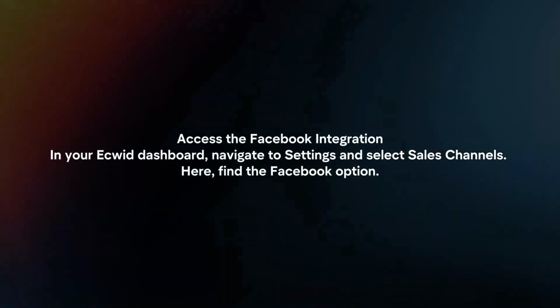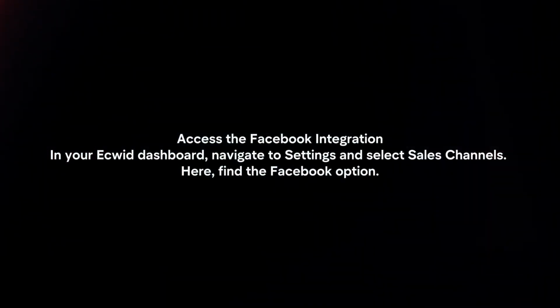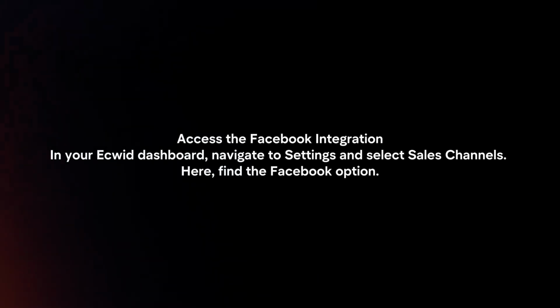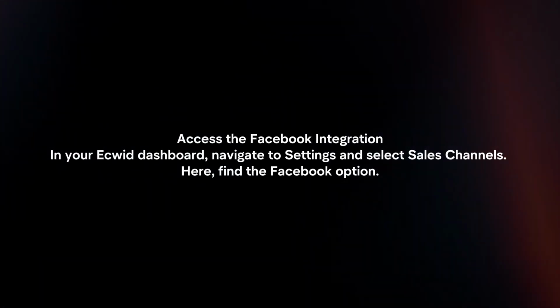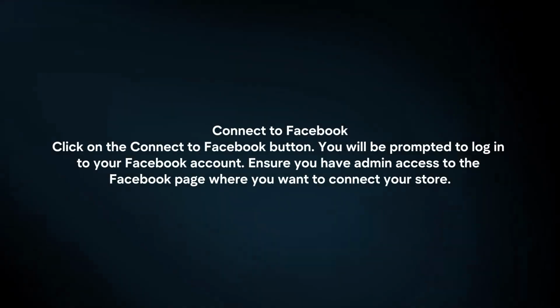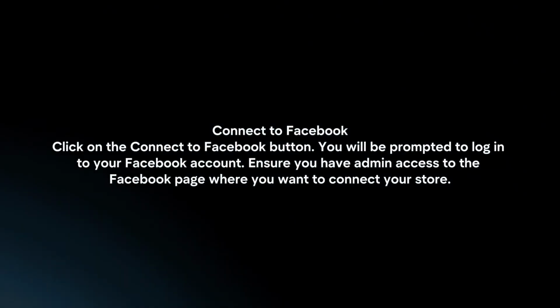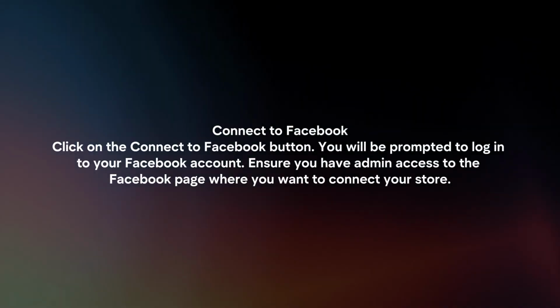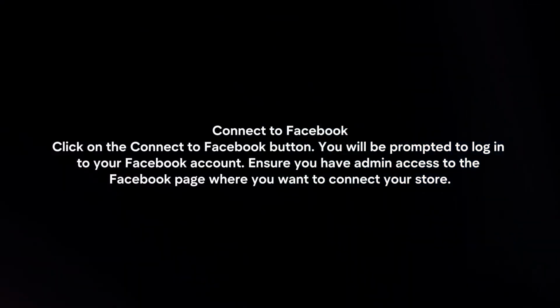Access the Facebook integration. In your Ecwid dashboard, navigate to Settings and select Sales Channels. Here, find the Facebook option. Connect to Facebook. Click on the Connect to Facebook button. You will be prompted to log into your Facebook account. Ensure you have admin access to the Facebook page where you want to connect your store.